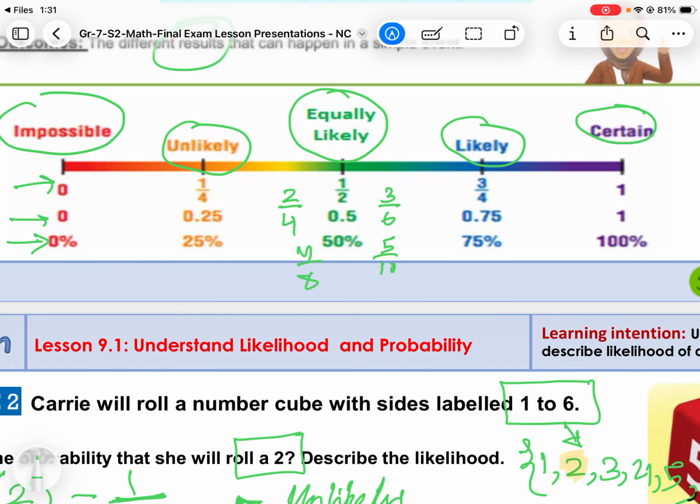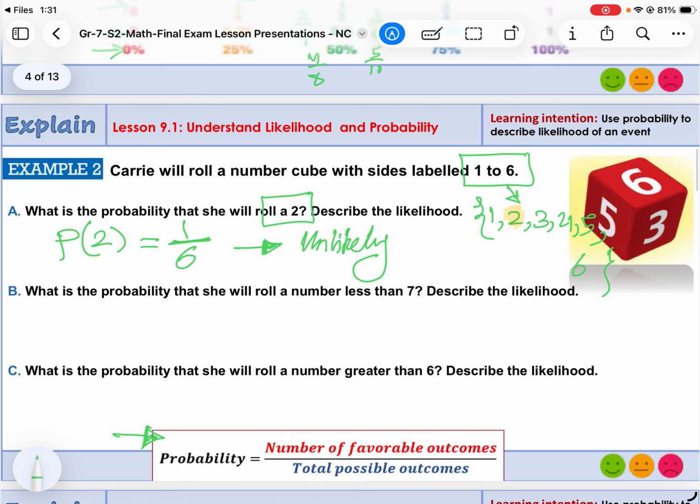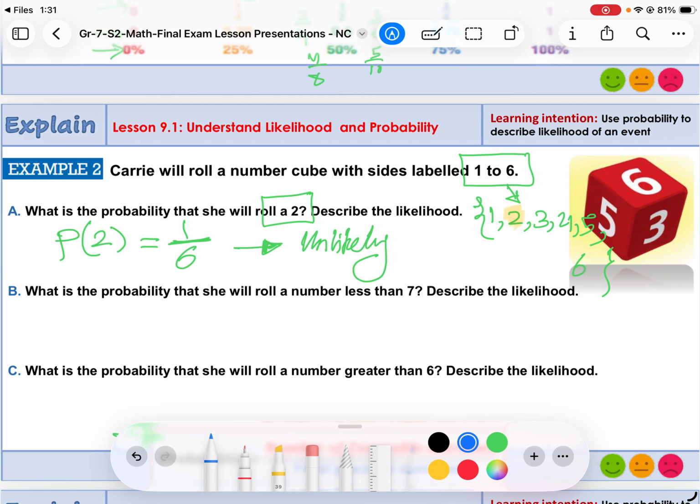More than half, it's going to be likely. So think of it this way. Always compare it to the half. Okay? Tamam. Let's move on now to the second question.